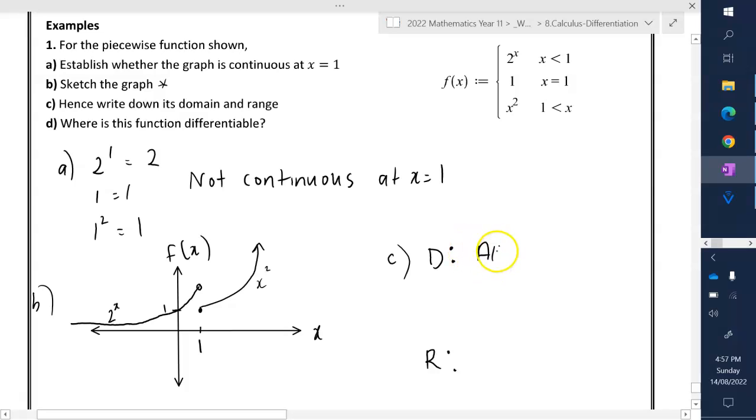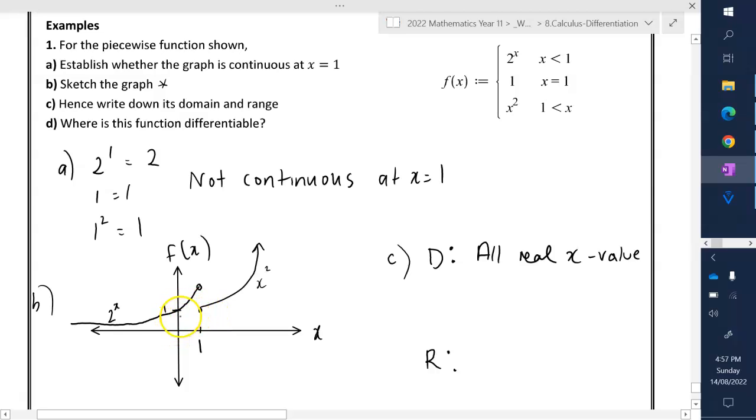So our domain is going to be all real x values. That's going to be okay. Our range, however, let's have a look at that. What's our range going to be? So we can have values occurring along here for all values of our y or f of x down to 1. What happens below 1?